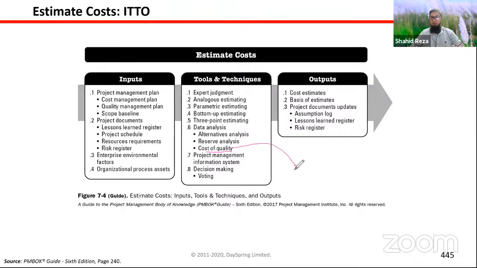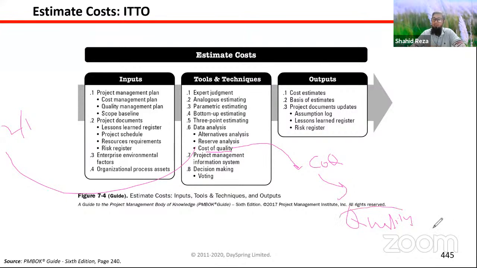So what are the components of cost of quality? COQ, I'm using an abbreviated term. What components we need to consider and add for cost of quality, we will discuss in detail in the next chapter, the quality chapter, chapter number 8. From cost of quality, you will get 1 to 2 questions in the exam. Detail we will see in the quality chapter.